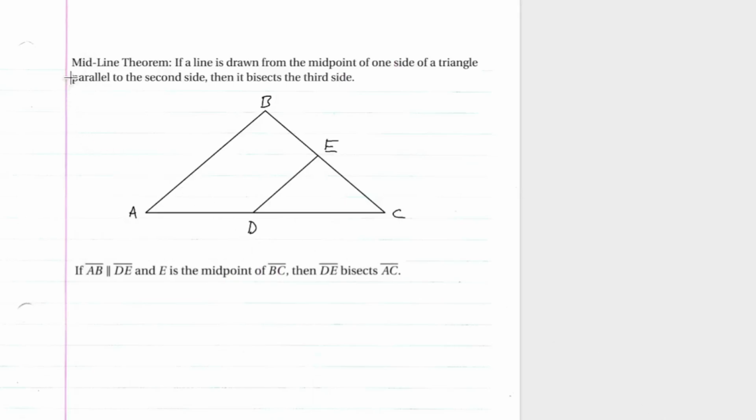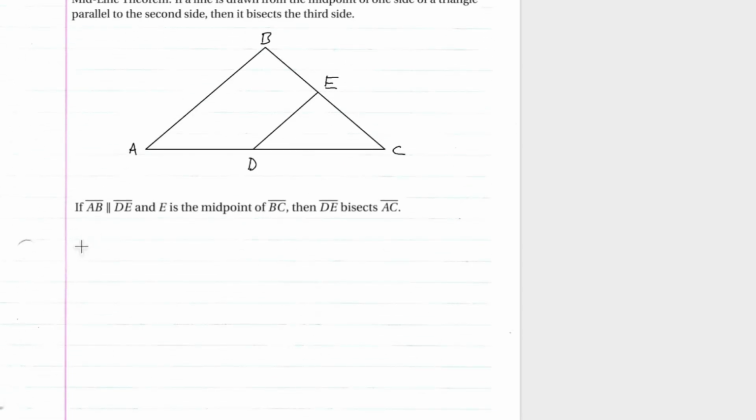All right, so we're going to prove the midline theorem, which states that if a line is drawn from the midpoint of one side of a triangle parallel to the second side, then it bisects the third side. So, if AB is parallel to DE and E is the midpoint of BC, then DE must bisect AC. So let's go ahead and start this proof.